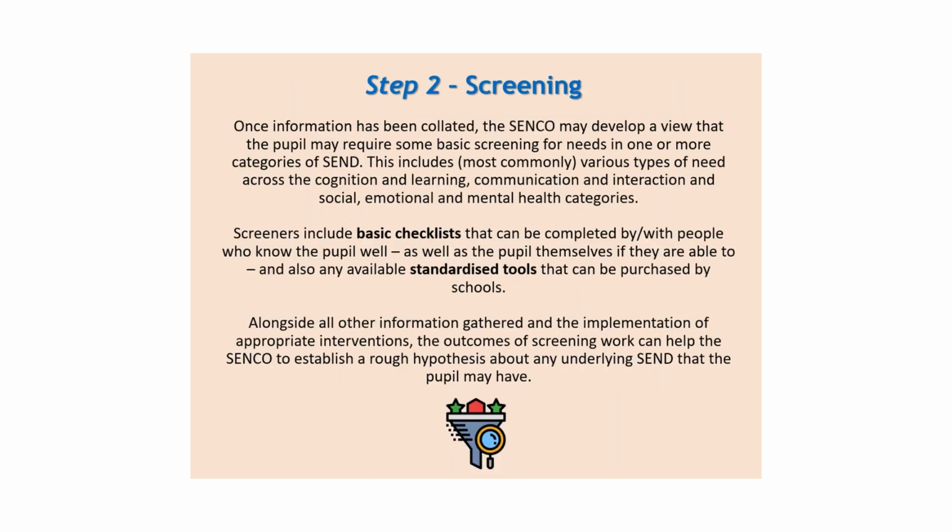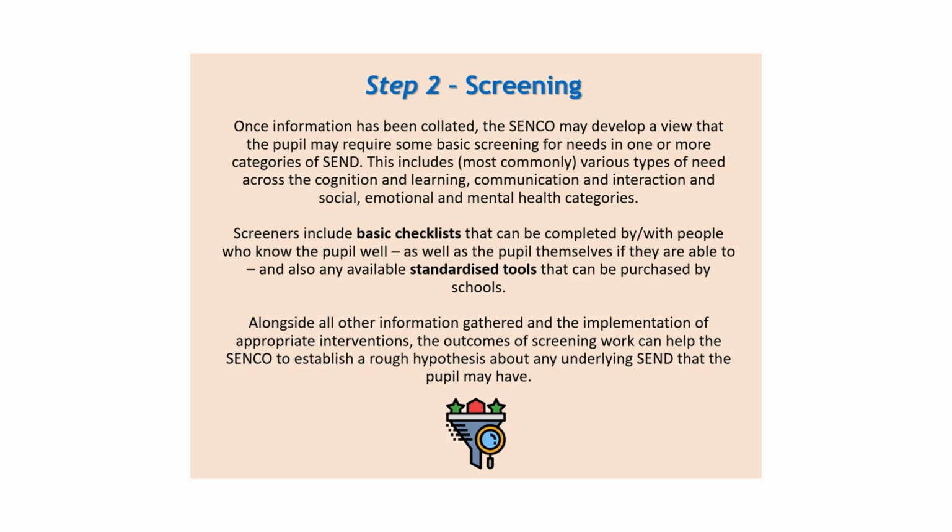Step 2. Screening. Once information has been collated, the SENCO may develop a view that the pupil may require some basic screening for needs in one or more categories of SEND. This includes, most commonly, various types of need across the cognition and learning, communication and interaction, and social, emotional, and mental health categories.